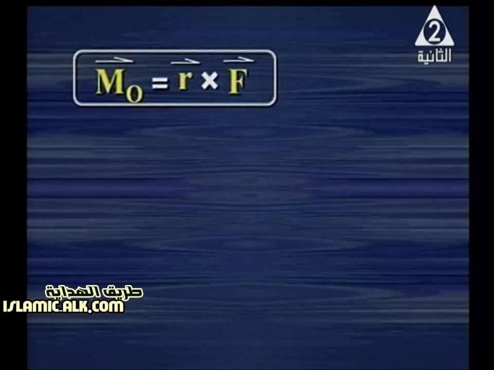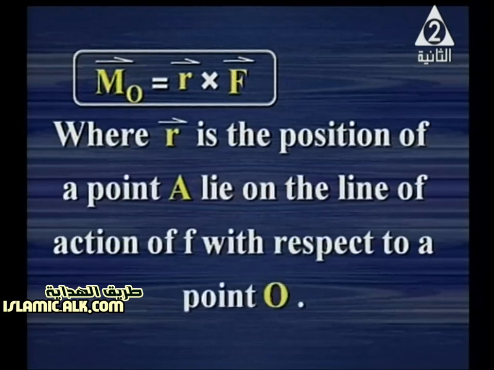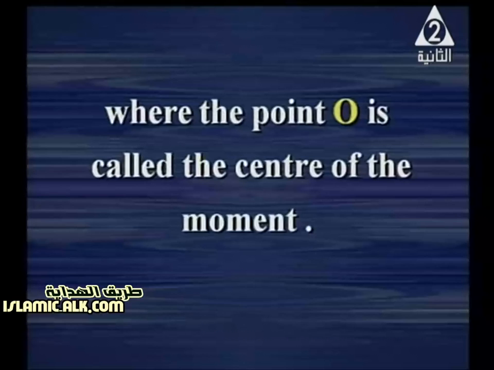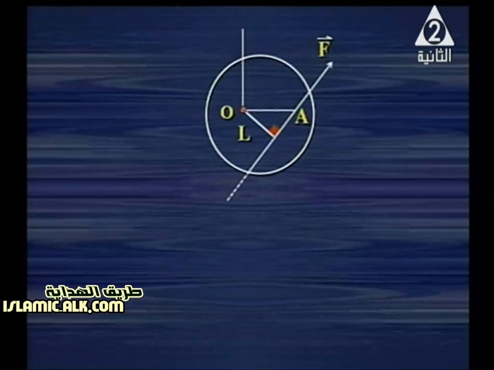cross F vector. What is R? Position vector. What is F? Force, or vector of the force. R is the position vector of the point A, which lies on the line of action of F, with respect to a point O. Look at where point O is; it is called the center of moment.